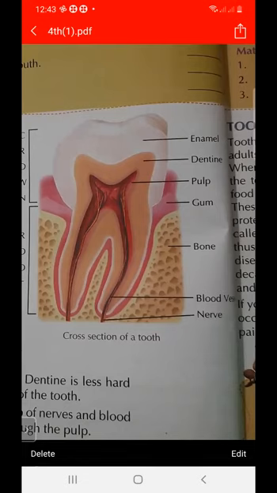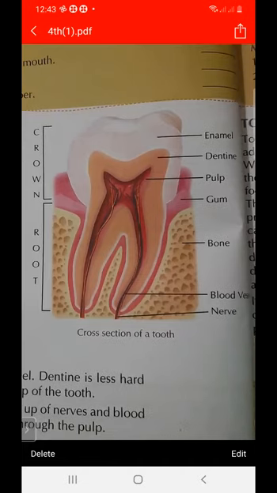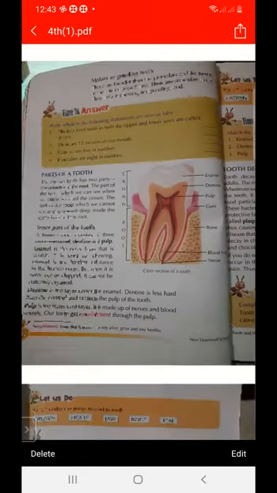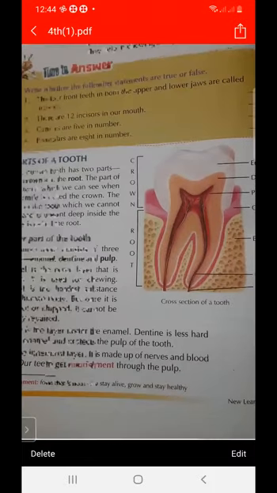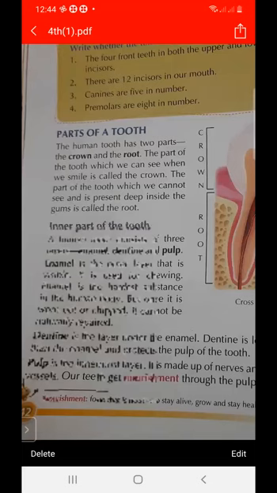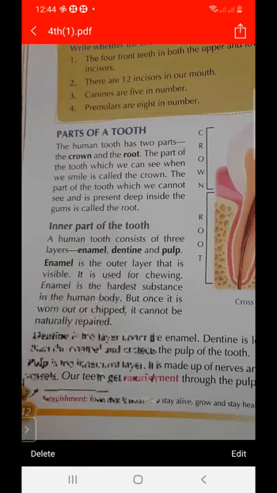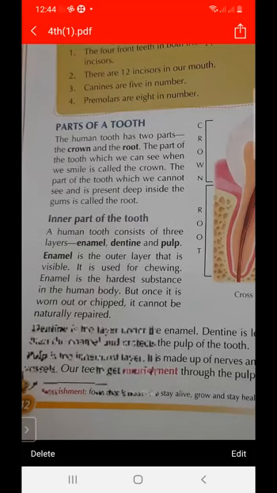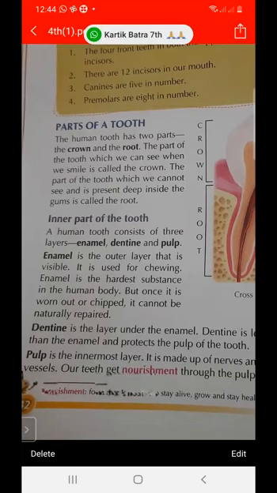And if once this layer is removed, so it cannot come back again. So we cannot bring it back. What do you mean by enamel? It is the hardest substance of the tooth. Why, if it is worn out, can we not bring it back? Enamel is the outer layer that is visible, and it is the hardest substance in the human body. If it is worn out, then it cannot be naturally repaired.